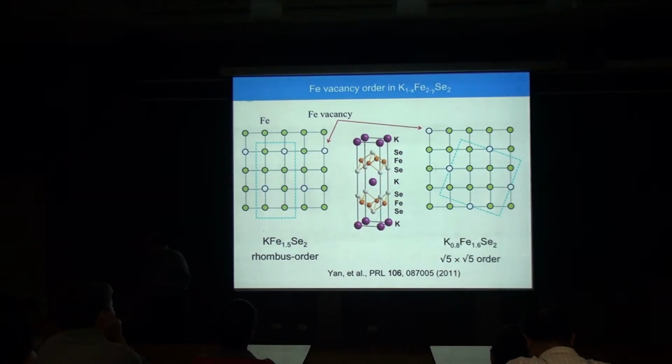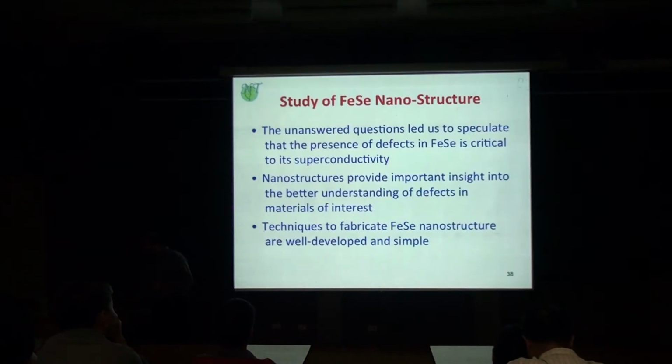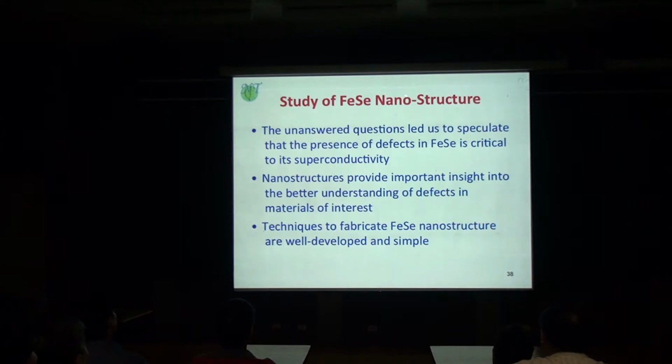So with all this, it makes you wonder whether some kind of interface or some kind of fine structure is really critical. Okay? So that makes us think maybe we should think of a new way to study this system. That's why we came up with the idea to study the material in nano dimension. All right? Because our rationale is that to answer those questions, we speculate that the presence of defects is critical.